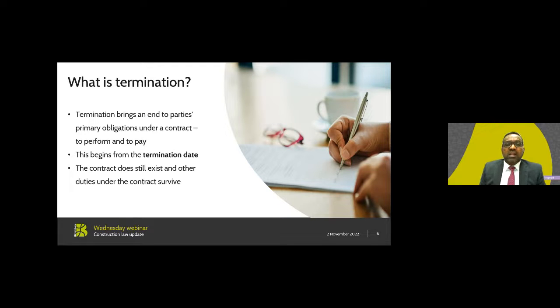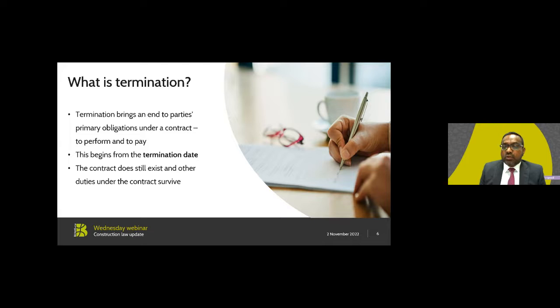So the first question is, what is termination? Contract termination excuses all parties from further performance of their primary obligations to pay and perform from the termination date. The termination ends the parties' primary obligations, like I say, to perform the primary subject matter of the contract and any payment obligations in the contract. However, the contract does still exist and other duties under the contract survive.